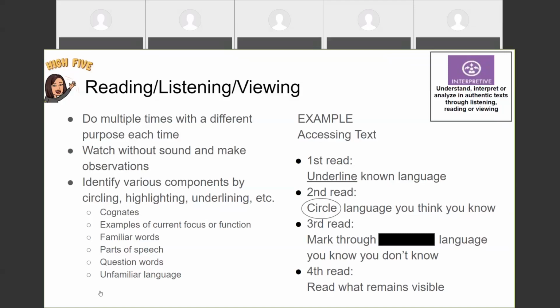This slide includes a plan for accessing a printed text. You can see for the example that you're going to have several different versions of the readings. So in the first read, students may underline the known language. In the second read, they may circle the things that they don't know. And in the third read, they will mark through any language that they don't know. Sorry, they circle the things that they know, mark through the things they don't know, and then read what remains visible in the fourth read. From then, you might continue to some comprehension-based activities.